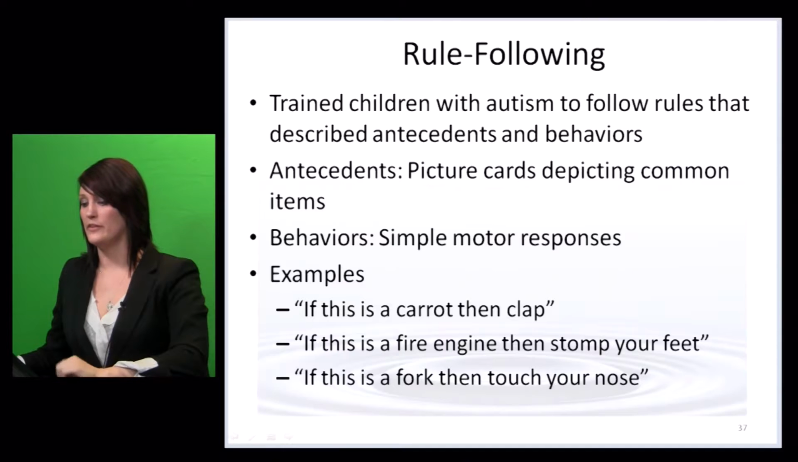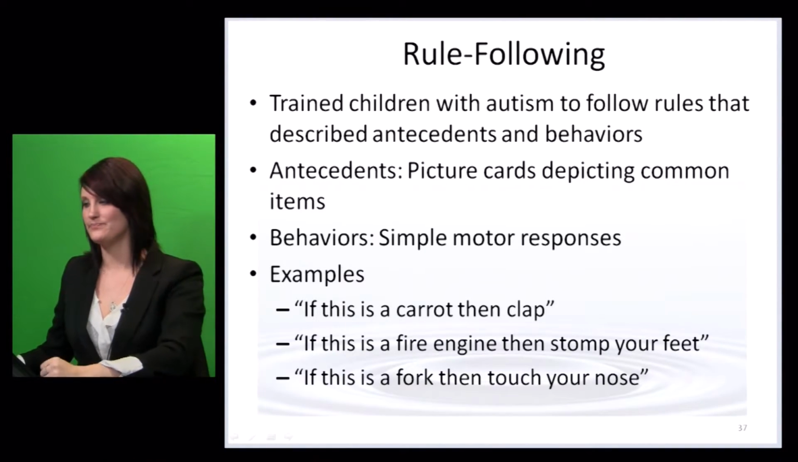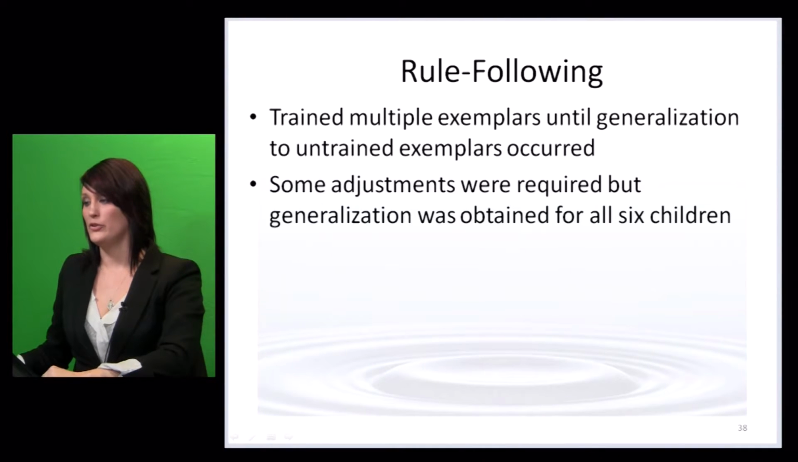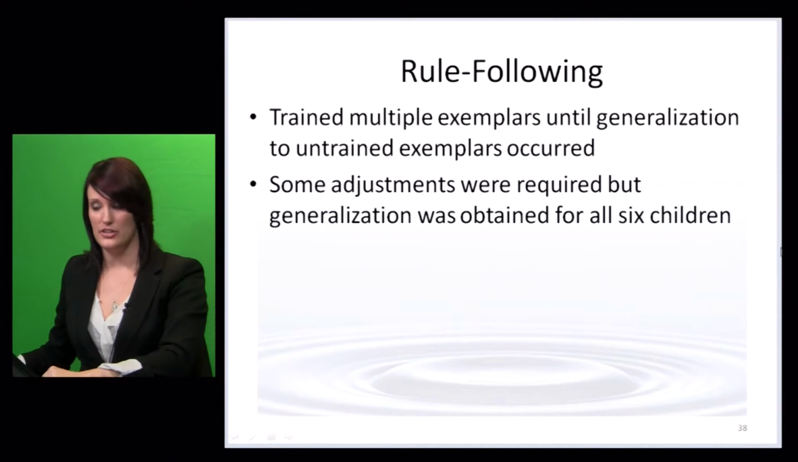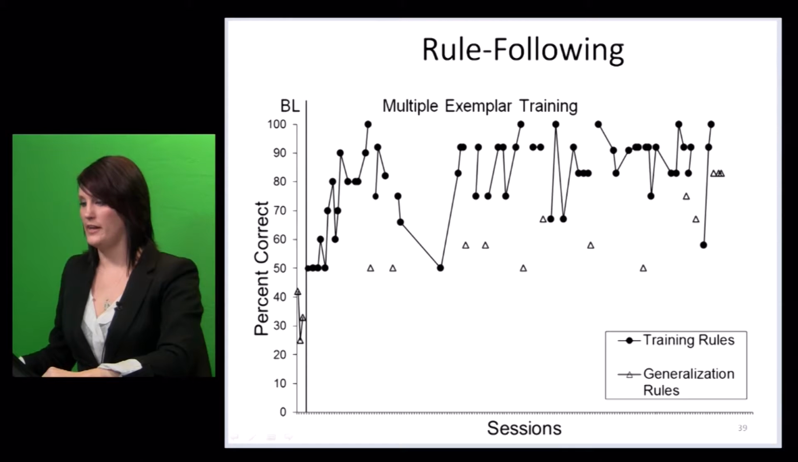So some examples of the cards were like this: if this is a carrot, then clap. If this is a fire engine, then stomp your feet. Or if this is a fork, then touch your nose. They trained multiple exemplars until generalization was observed to untrained exemplars. So some adjustments were required for some of the children, but generalization was obtained for all 6 children in the study. Here is one of the data sets.